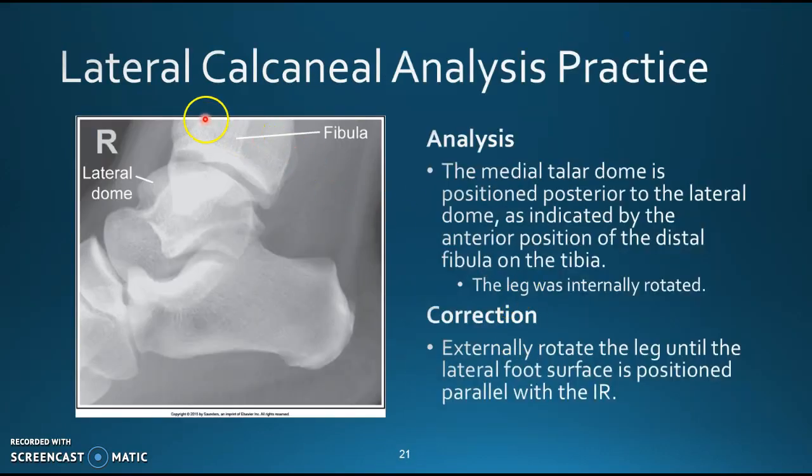For this image, we can look at the fibula. Right here is an outline of the fibula. It is towards the anterior half of the tibia. This means that the heel was depressed towards the image receptor, or we can say that the leg was internally rotated from a true lateral. So in order to correct this image and get the fibula in the correct position for a lateral, you will externally rotate the leg to a true lateral position.